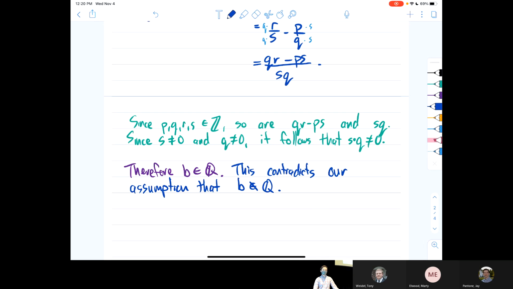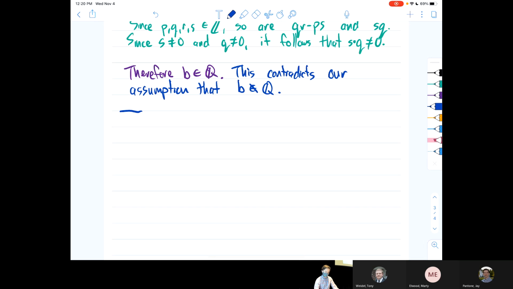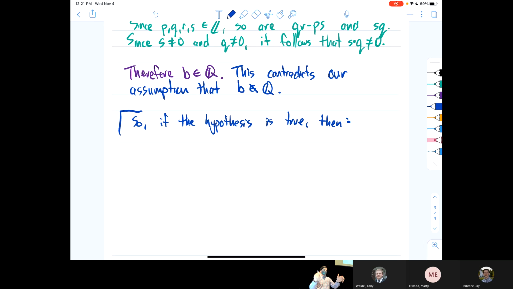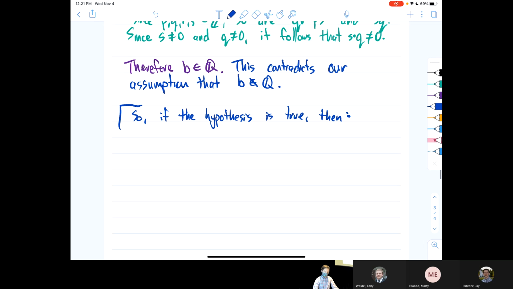I'm going to write a little sentence of explanation. You wouldn't need to include this in your proof, but I just want to drive the point home. This is kind of an aside here. So if the hypothesis is true, then, and I'm thinking like, if the hypothesis is true, then here's another complete thought. Assuming the conclusion is false leads to a logical impossibility.